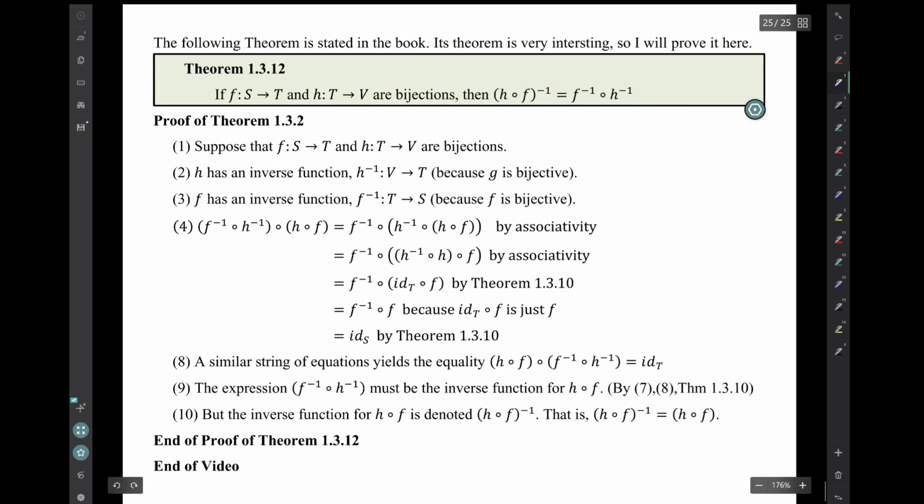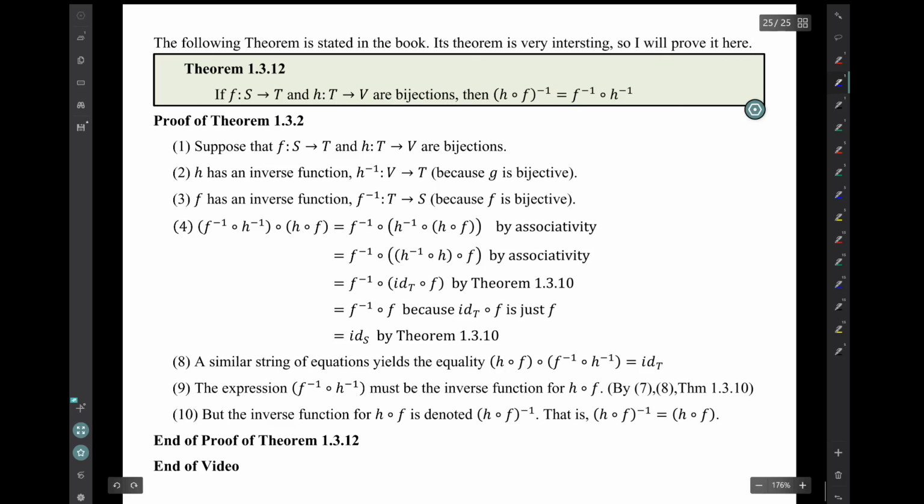So what's interesting is that if you look at this symbol, it has an h on the left and an f on the right. Look at this symbol, it has an f on the left and the h on the right. So the inverse of this composition is this surprising thing. It's this composition of inverses in the backwards order. So how do we prove this?